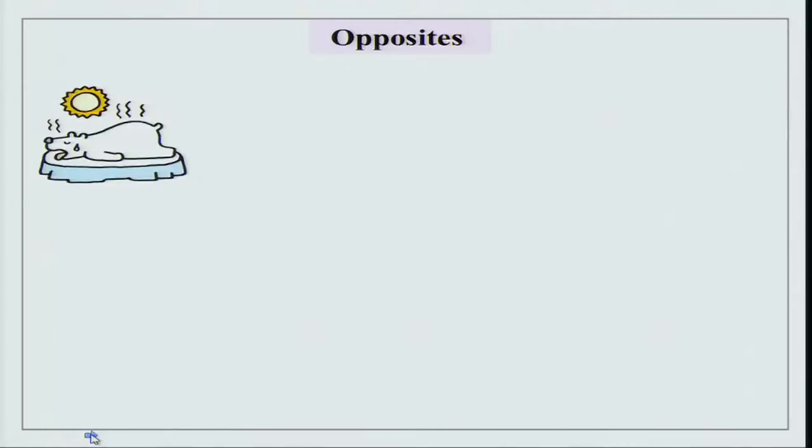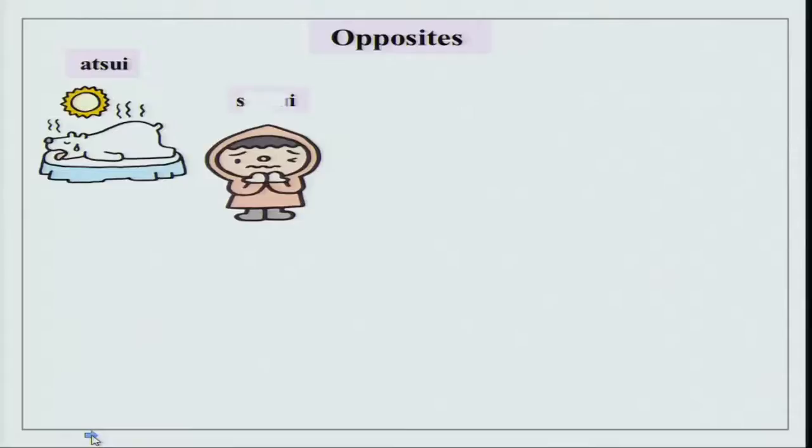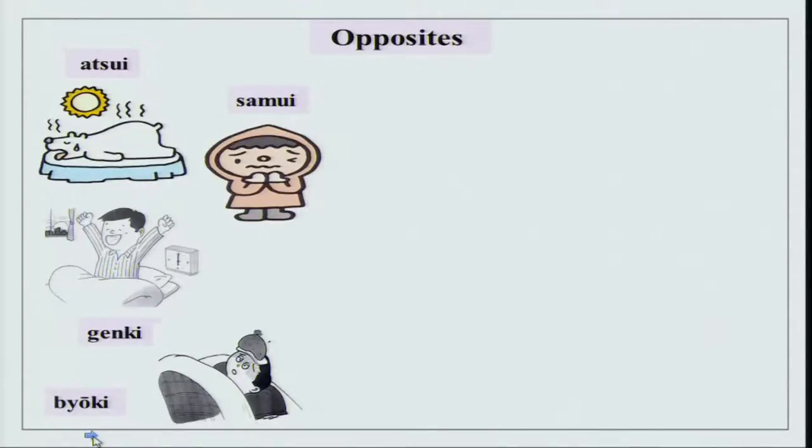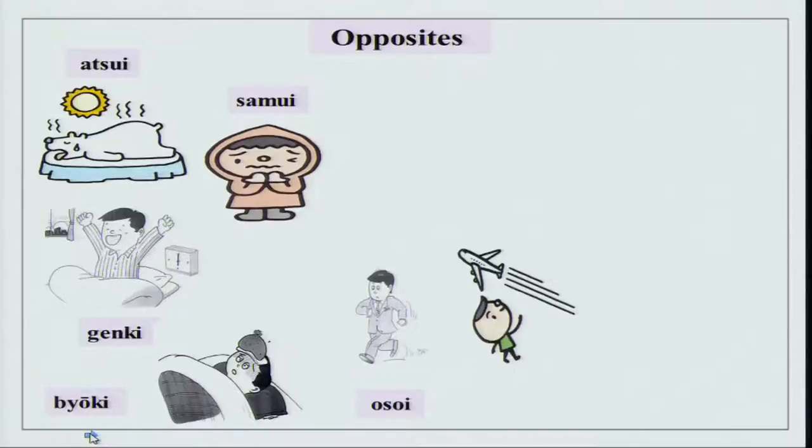In the picture, you can see a polar bear probably feeling very, very hot in the sun. So, well, atsui. Then we have someone shivering, which is samui. Then we have someone very happy. So, we have genki. Opposite of genki is byouki, having a headache, not well. Then we have someone in a big hurry looking at his watch, probably late. So, osoi. And then biplane, it is hayai, which is very, very quick and fast.